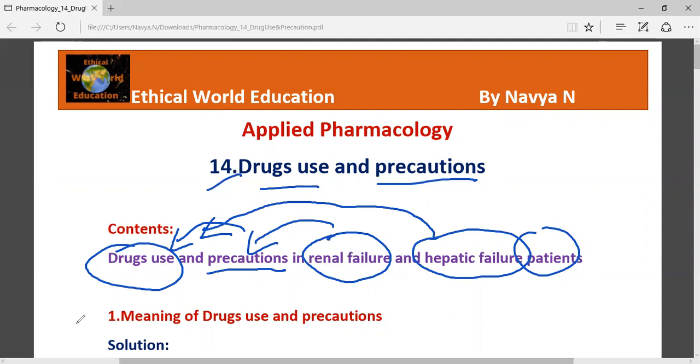So let's start from the first question, that is the meaning of drug use and the precautions. So first let us know the drug usage meaning and the precautions. What are the precautions we have to take before consuming the drug?